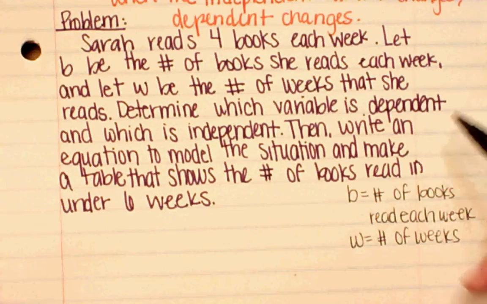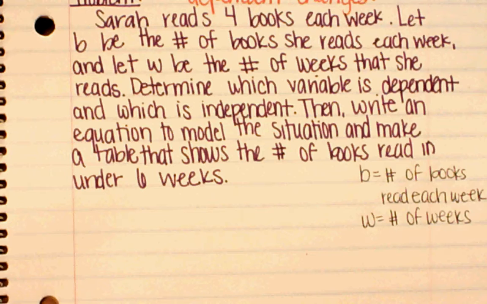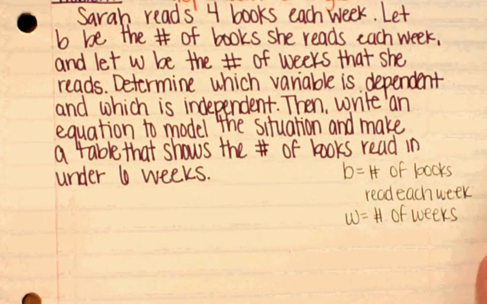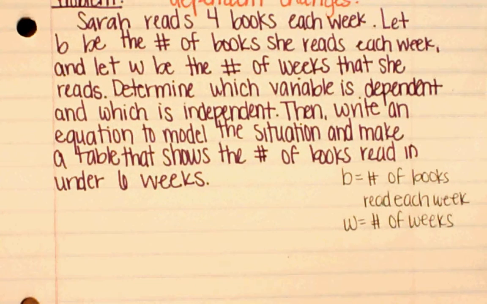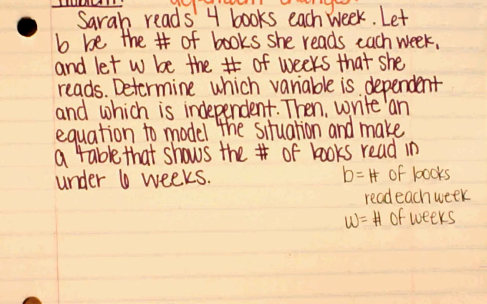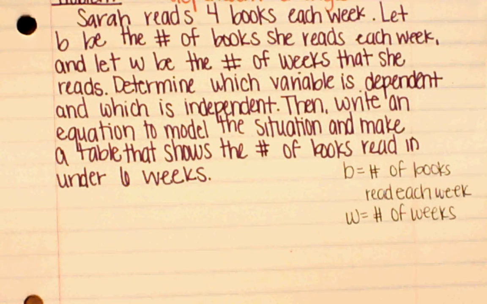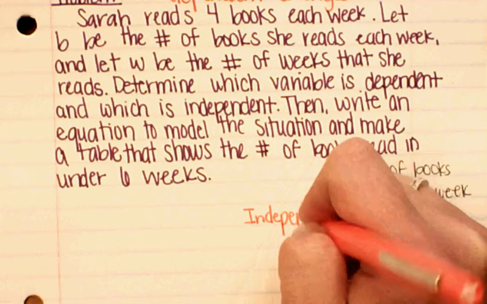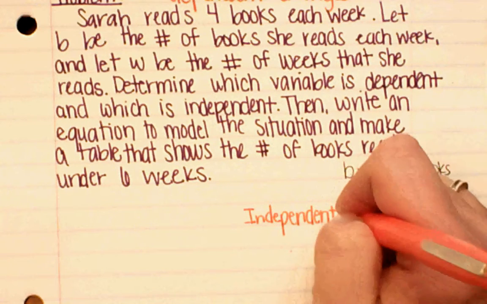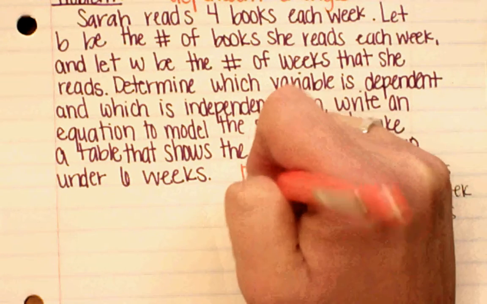Determine which variable is dependent, which one is independent. Then write an equation to model the situation and make a table that shows the number of books read in under 6 weeks. So the first thing they want us to do is decide which one's dependent, which one's independent. Remember, independent means it's going to change no matter what you do. So in this case, the independent is the number of weeks. So I'm just going to write that down. And because that's the independent, then the number of books will be the dependent.